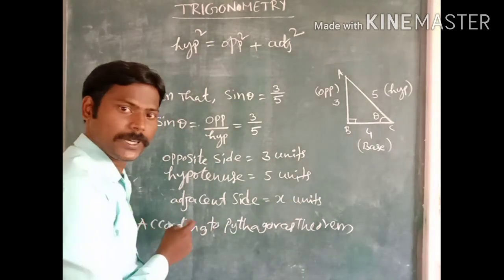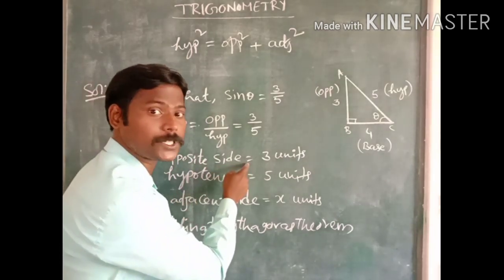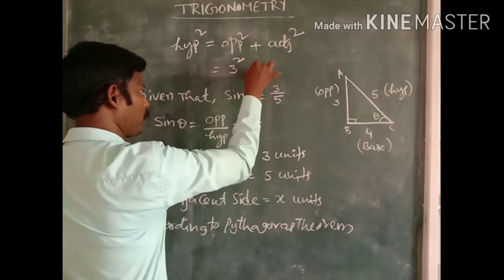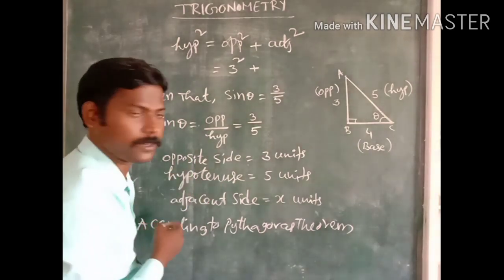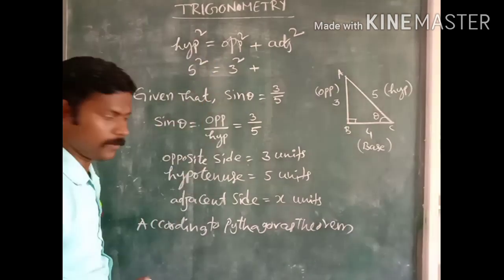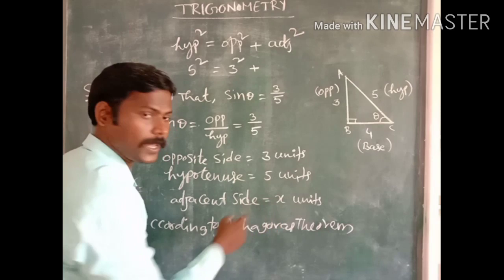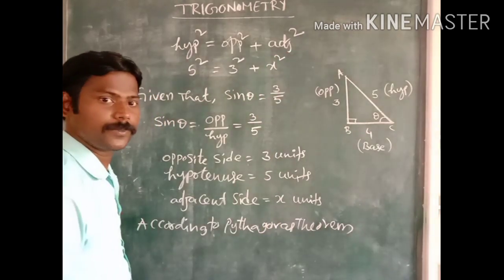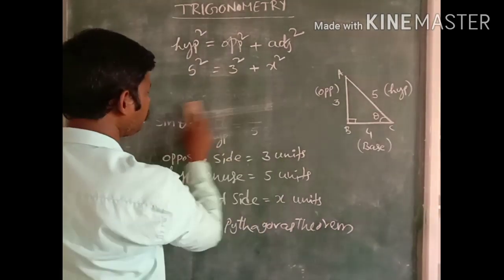Now I will put the given values. Opposite side, how much is given? According to the question, 3 units. This is nothing but 3 square plus, what is the hypotenuse value given? 5 units. So right here, 5 square. Next, what is the other side? We don't know. That's why we take it as x units. So x square.